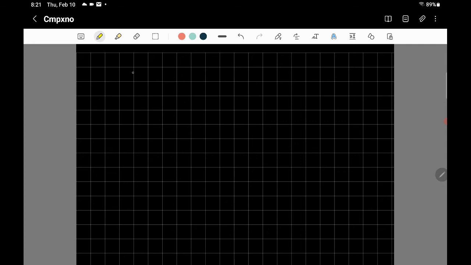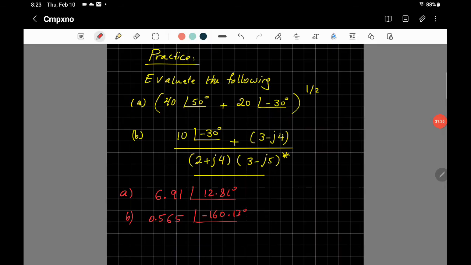Okay. So before we move to another section, I want you to test yourself on how you can perform the operations. Let me give you some practice here and make sure that you can do it. You have two problems here to solve to check if you understood the operations on complex numbers. The first is 40 at angle 50 plus 20 at angle negative 30 degrees, and after you add them, you get the square root. The second problem is 10 at angle negative 30 plus 3 minus j4.